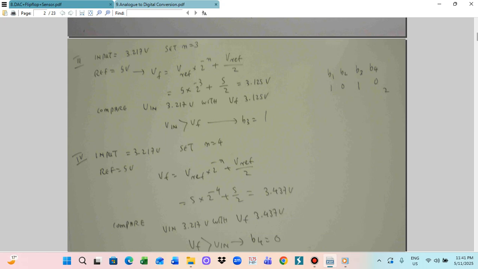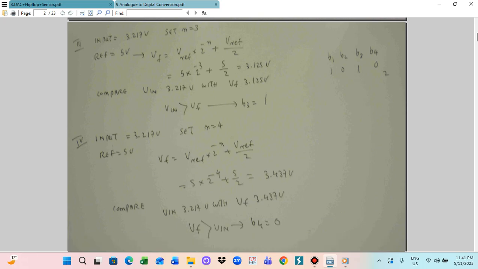And then finally we calculate for the 4th bit. 4 bit means you have to calculate 4 times. So we have to set n equal to 4. So that we calculate the Vs: V reference multiplied by 2 power minus n plus V reference divided by 2. So the reference voltage is 5 volt: 5 multiplied by 2 power minus 4 plus 5 divided by 2. By calculating this, we get the Vs, so Vs will be 3.437 volt.